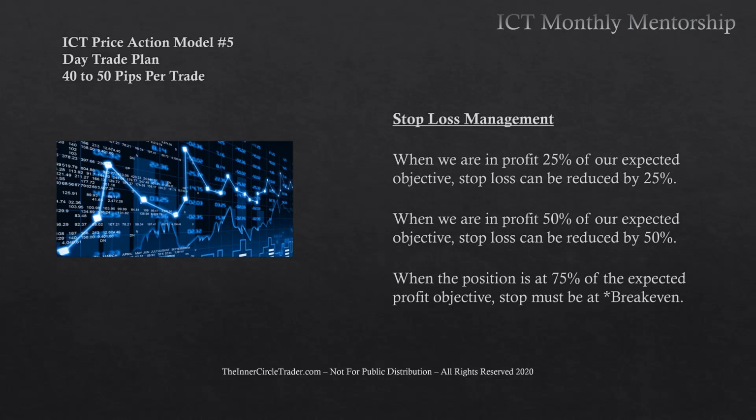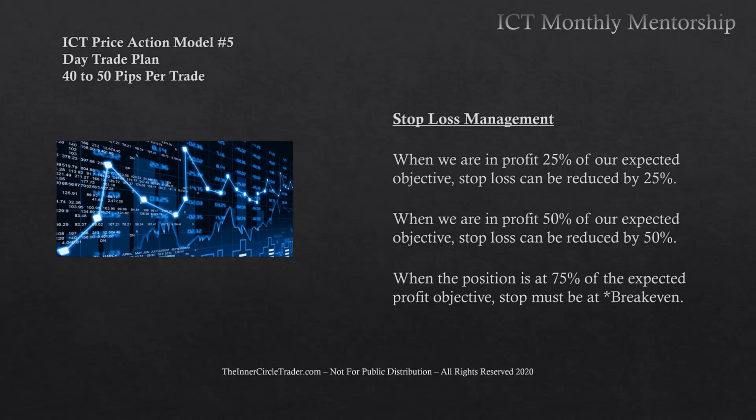Stop loss management. This is always the same for me in any kind of trade. So when we are in profit 25% of our expected objective, stop loss can be reduced by 25%. When we are in profit 50% of our expected objective, stop loss can be reduced by 50%. Now that means you're in half of your expected profit and you still have a negative stop loss.